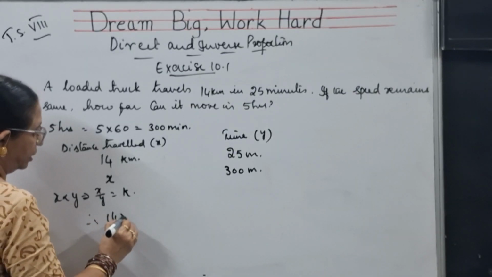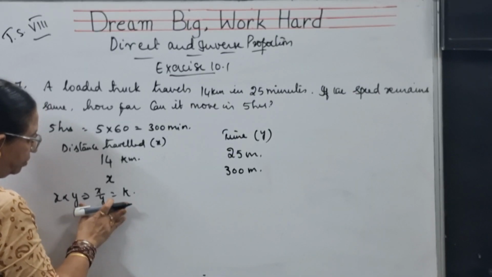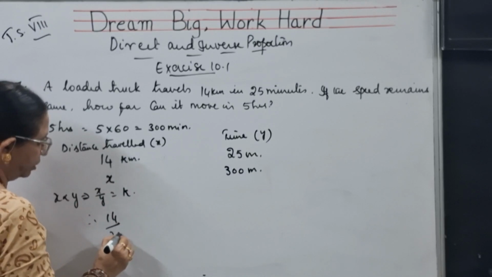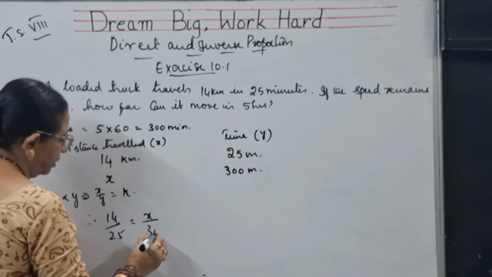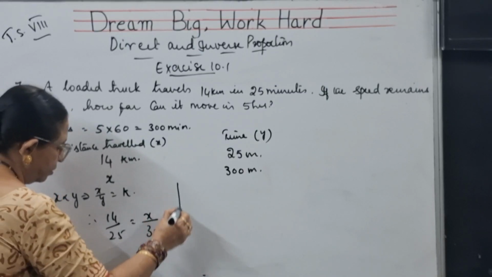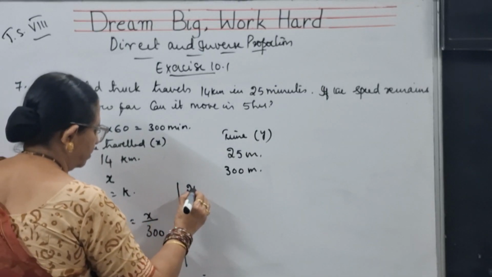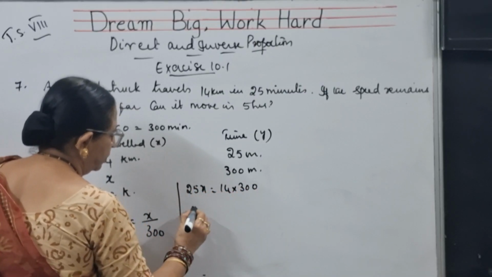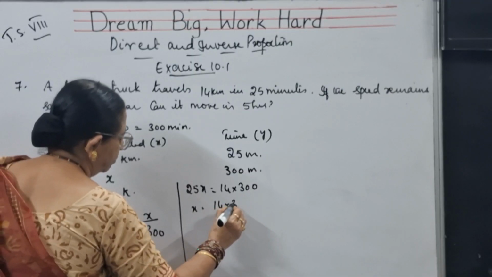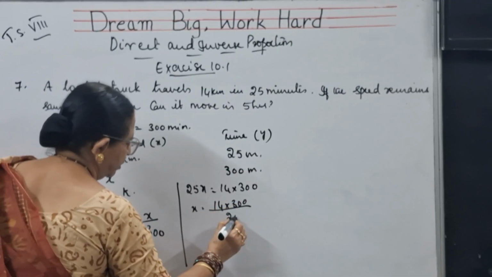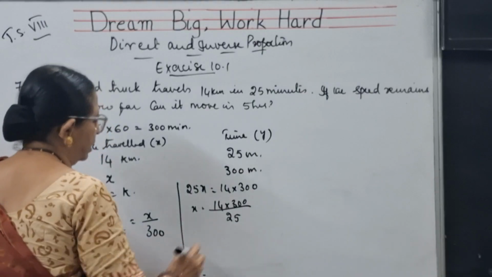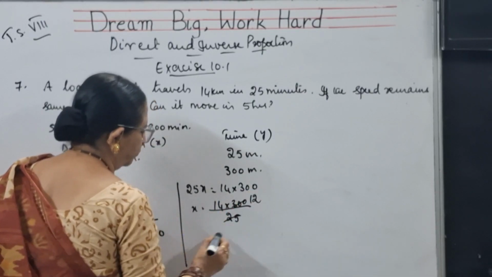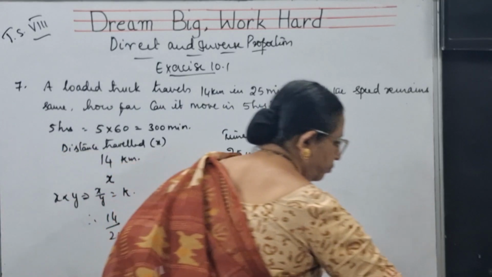Therefore, 14 by 25 is equal to x by 300. That means 25x is equal to 14 into 300. So what is x? 14 into 300 by 25. So I can cancel it by 25. 25 ones are 25, 25 twos are 50, 12 fours are 48.